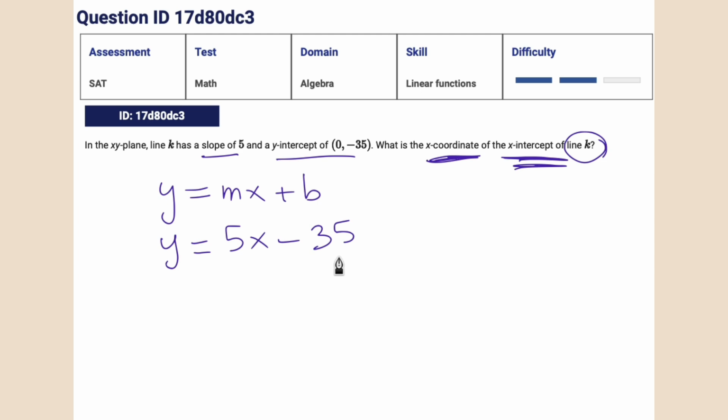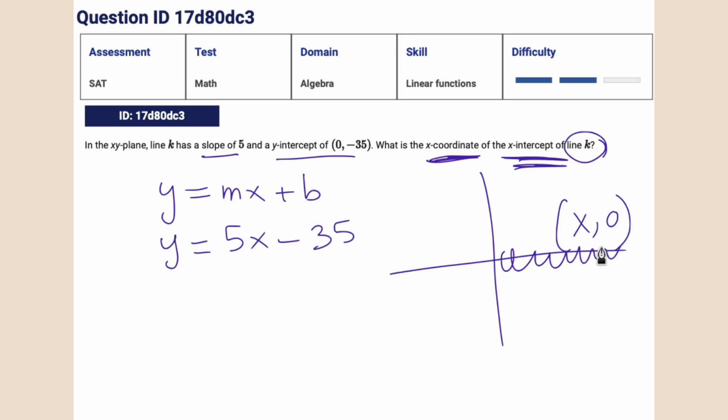What is the x-coordinate of the x-intercept of line K? So let's find out the x-intercept now. Like I said, how the y-intercept has x always as 0, and the x-intercept, y is always 0. So any point here will have y as 0. So let's use that knowledge in our equation here. Let's say y is 0 because that's when we get the x-intercept.